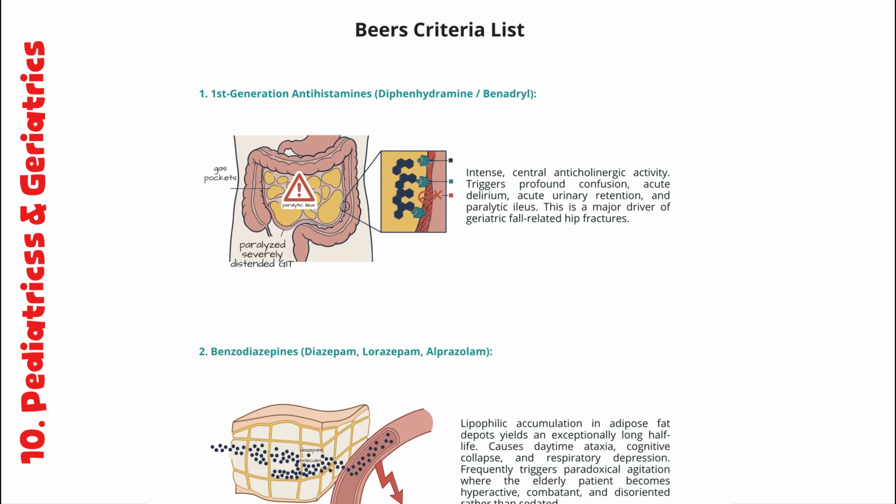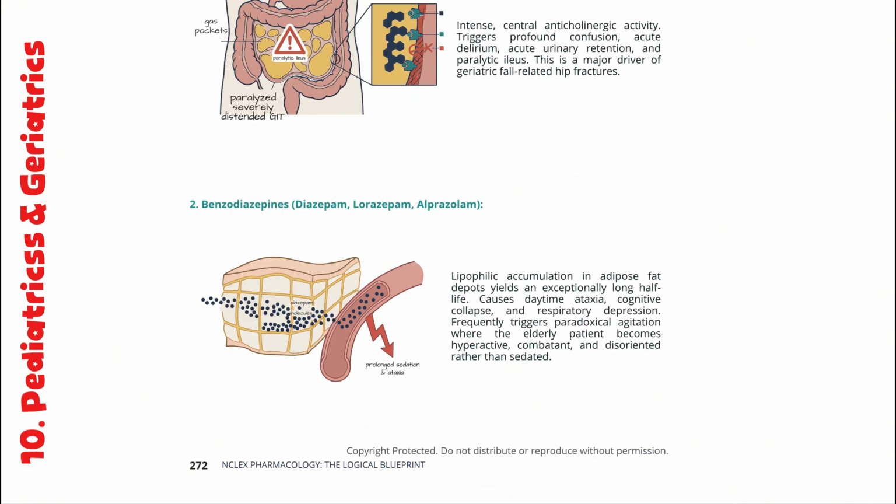The Beers criteria is the master list of medications that are disproportionately dangerous in this population, and 5 categories carry the highest yield. First-generation antihistamines like diphenhydramine have intense central anticholinergic activity. They trigger profound confusion, acute delirium, urinary retention, and paralytic ileus, and they're a major driver of fall-related hip fractures in the elderly. Benzodiazepines accumulate in fat depots and produce an exceptionally long half-life here.